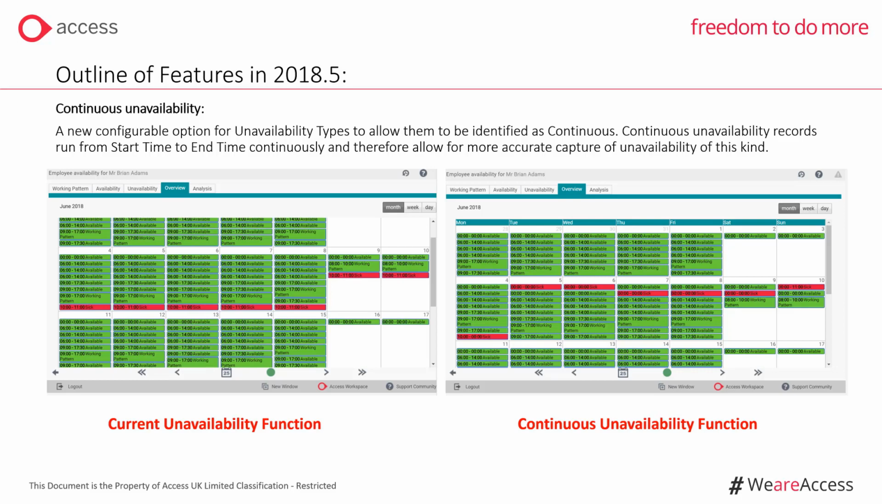In the example to the left, sickness covers the start and end time from the start and end date of the unavailability. In the example to the right, the continuous unavailability ensures that the days between the start date and the end date covers a full 24-hour period.